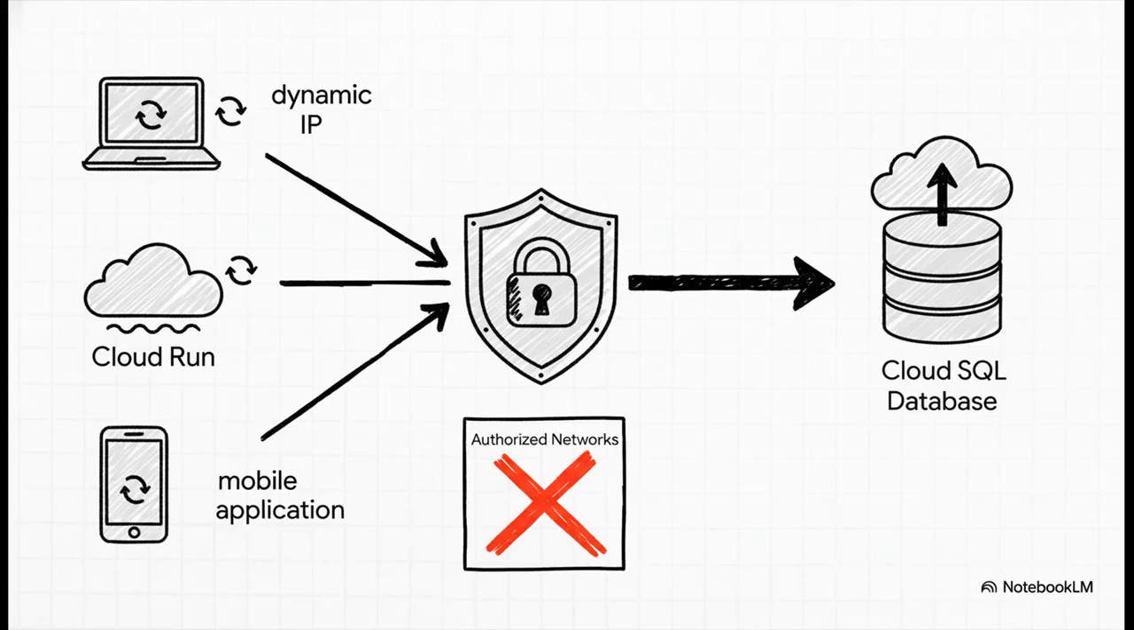If you need to securely connect an application to Cloud SQL, especially one with a dynamic IP address, like something on Cloud Run or even your own laptop, the correct security pattern is to use the Cloud SQL Auth Proxy and, this is key, leave the authorized networks list completely empty.